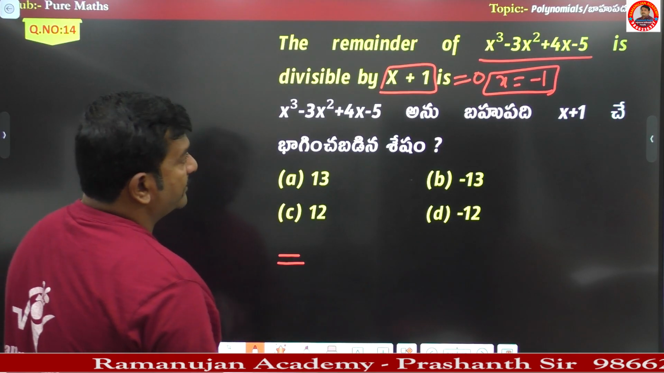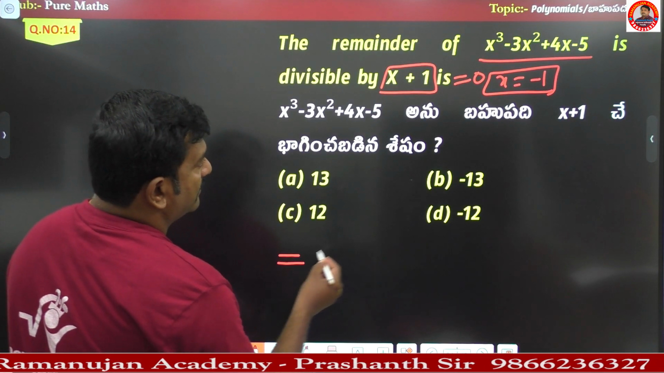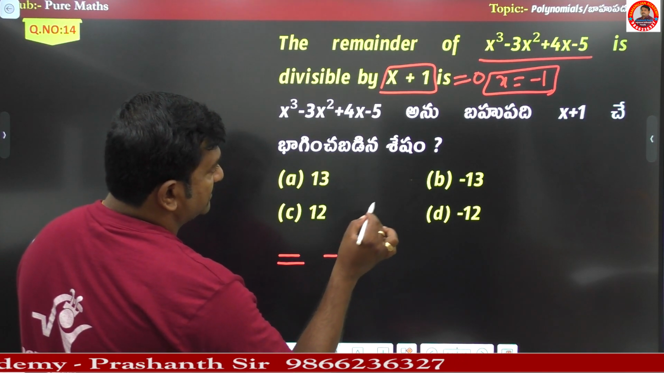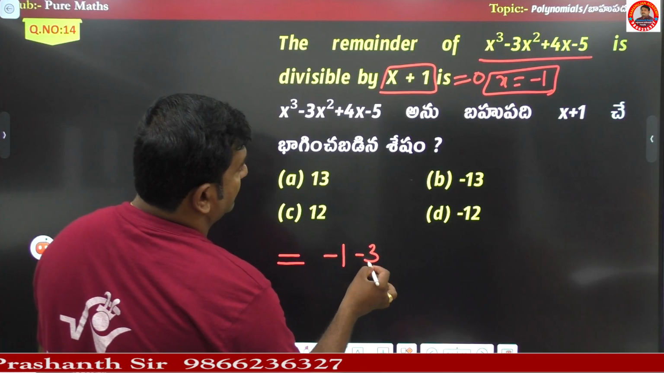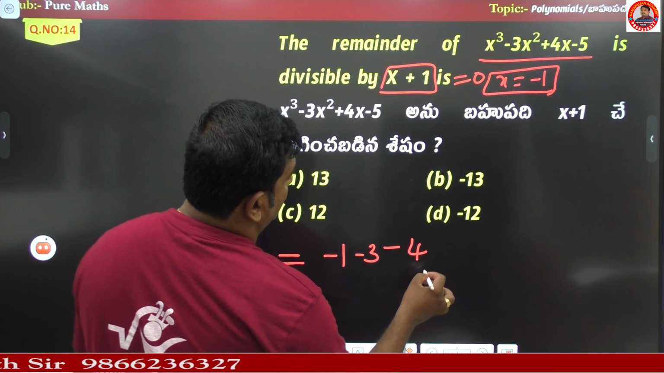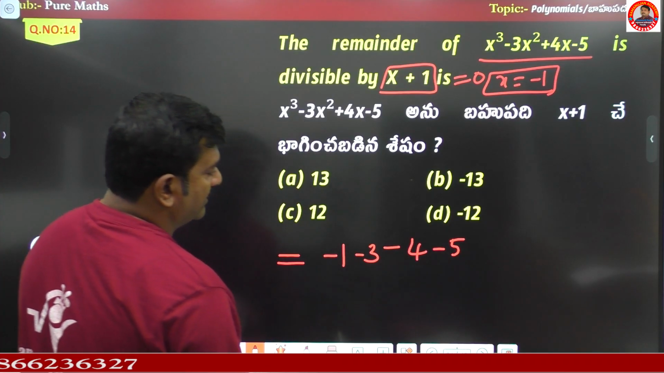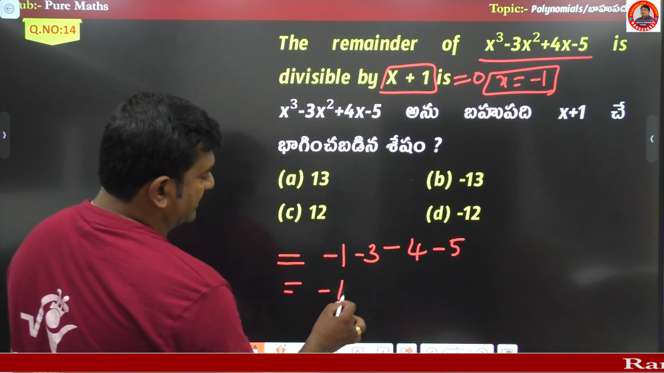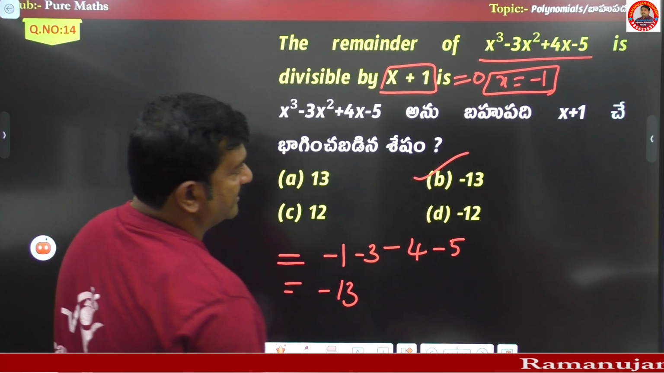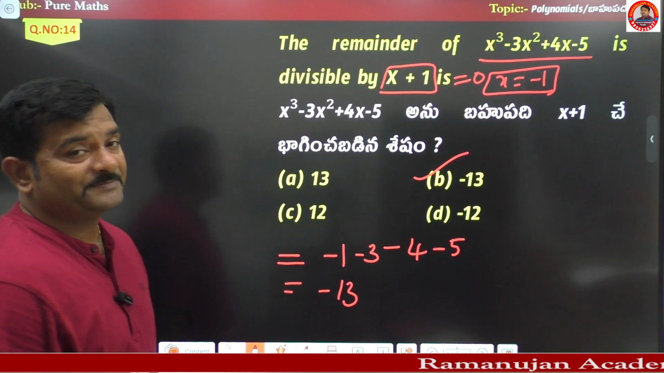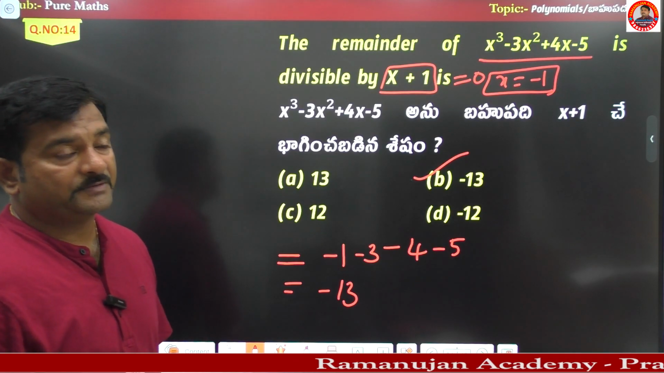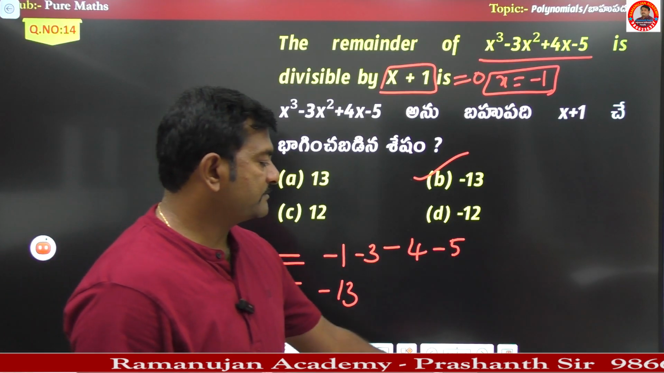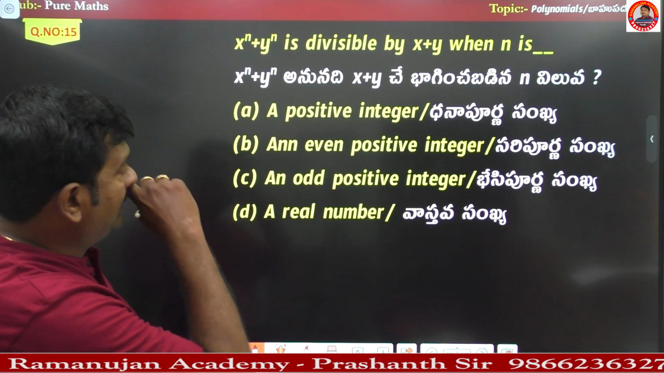If you put x equal to minus 1 in the above equation, you are going to get the remainder. Minus 1 whole cube means minus 1. Minus 3 times minus 1 square means you can take minus 3. Then minus 4, next minus 5. Are we getting this? Minus 4, minus 8, minus 13. Therefore, minus 13 is the remainder. If f of x polynomial is divided by x plus 1, what is the remainder? f of minus 1. f of minus 1 means in the given f of x polynomial, wherever x is there, we take minus 1.